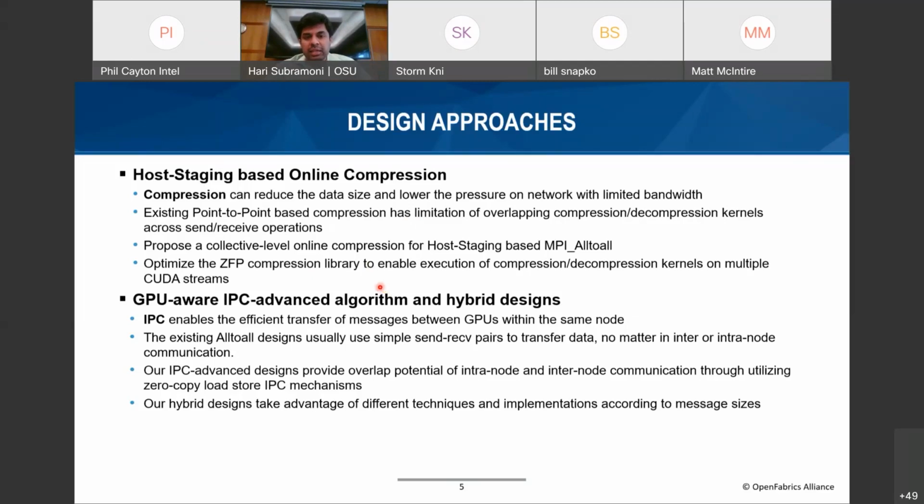Previously, we had done a point-to-point based implementation or design for doing compression. But here we are trying to take it one step further and see if we can do the same compression operation at a collective level. And will that lead to any additional performance benefits than just doing it at the point-to-point level?